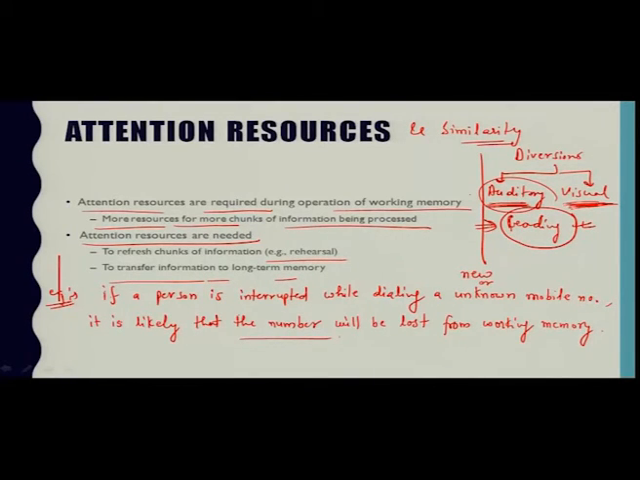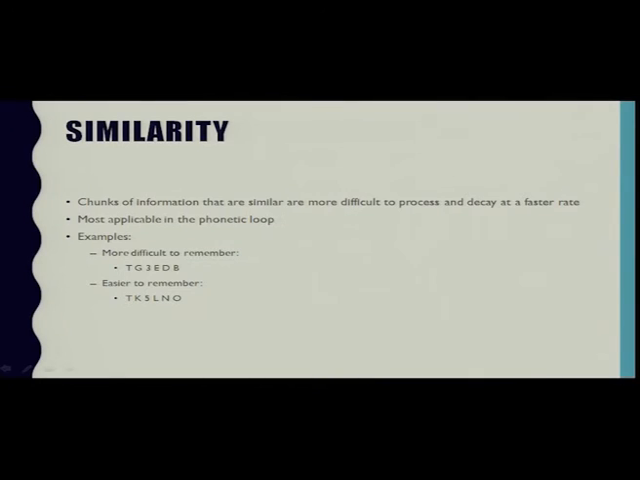The similarity of the information chunks being processed affects working memory performance. So, chunks of information that are similar are more difficult to process and decay at a faster rate, especially when the sequence of the chunks is important. This observation seems most applicable in the phonetic loop. For example, a string of alphanumerical characters is more difficult to remember.